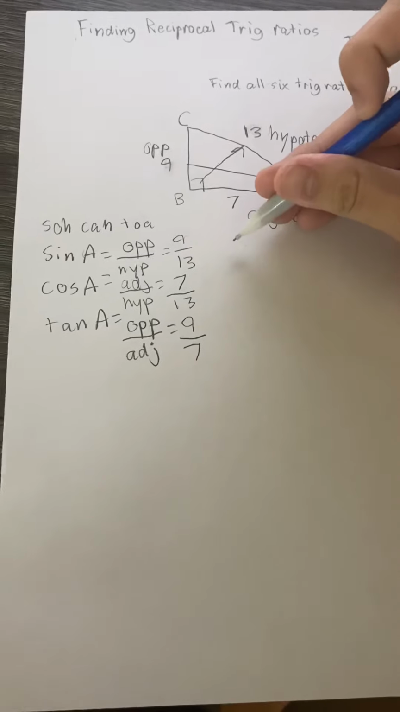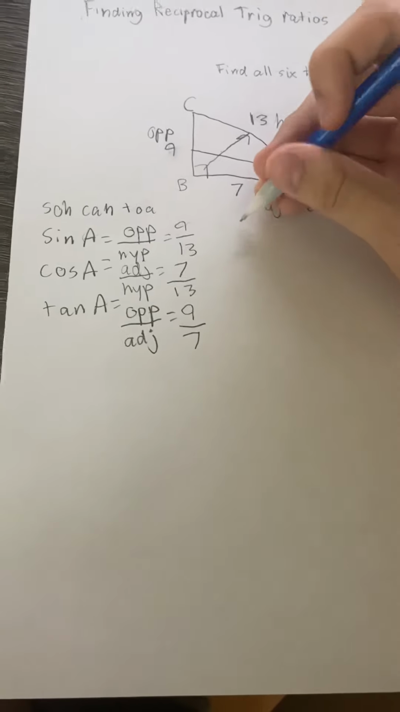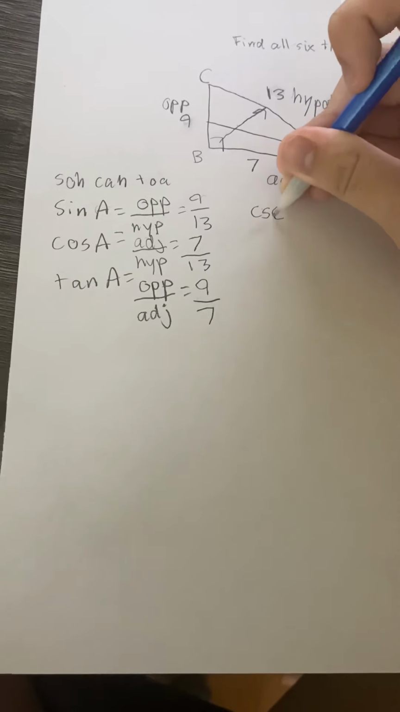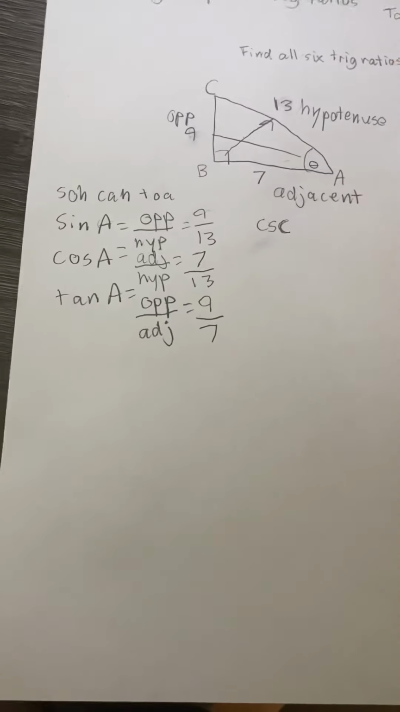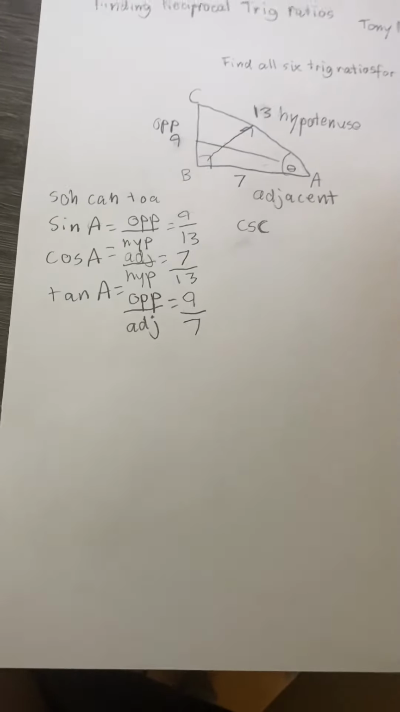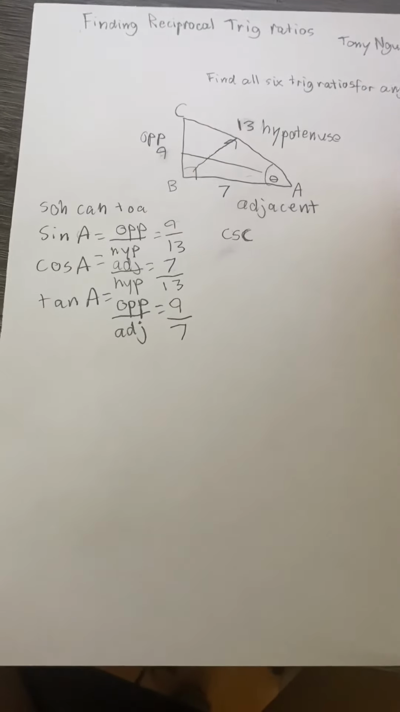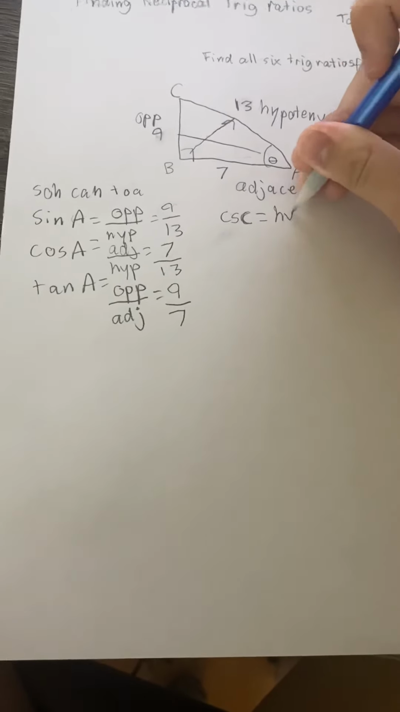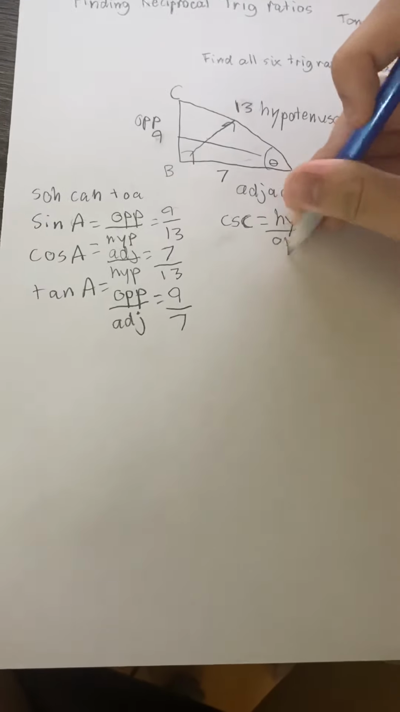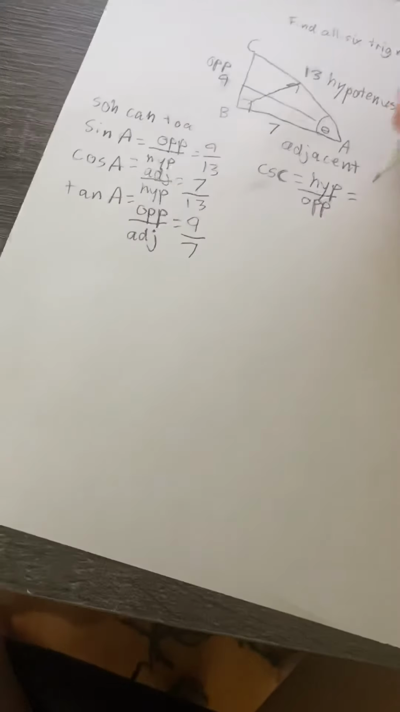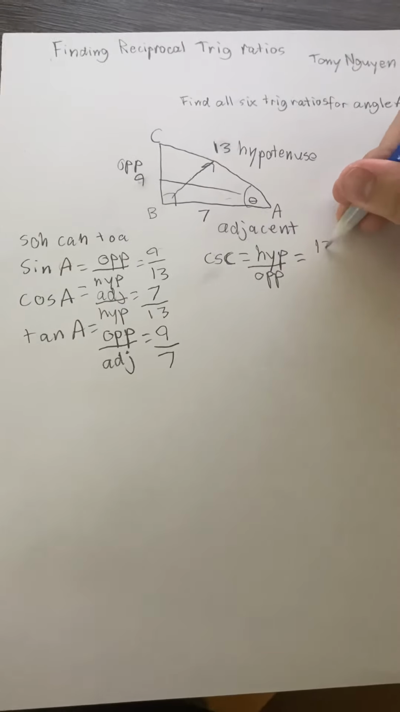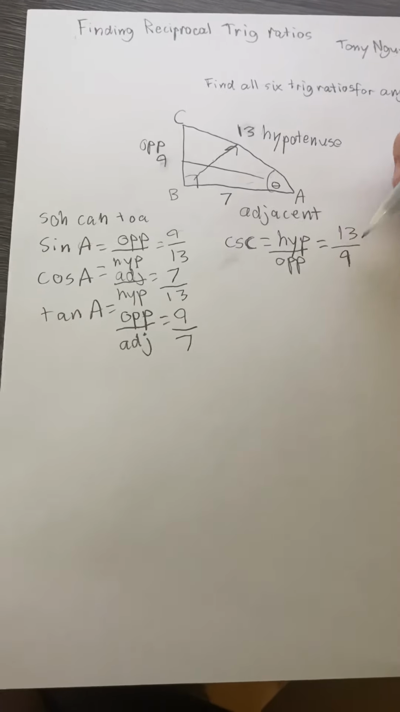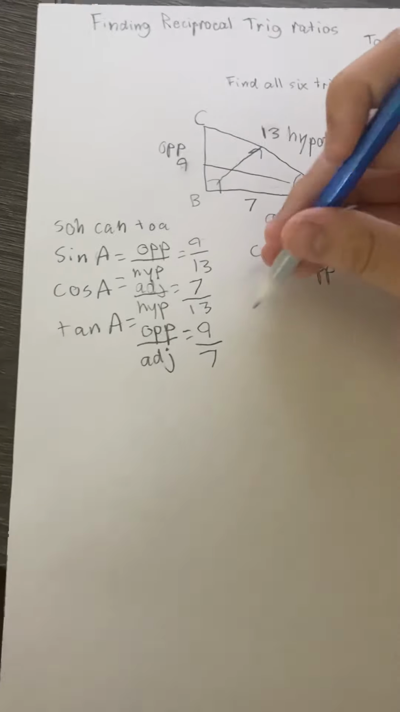To find the reciprocal versions, we basically just use the opposite of it. Cosecant, which is the reciprocal trig ratio for sine, would just be the flip of sine, which is hypotenuse over opposite, which equals 13 over 9.